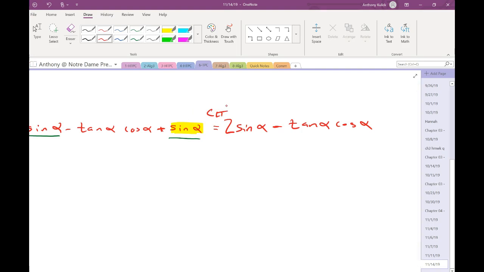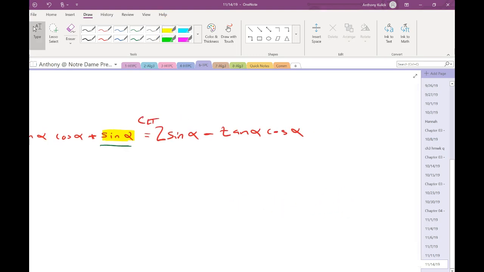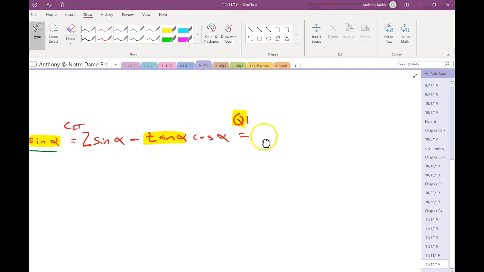So we don't have anything squared though, right? So the Pythagorean identity is sine squared plus cosine squared is equal to 1. So we need to have something squared in order to use that, and we don't right now. Q1. Okay, what do you want to use Q1 on? As tangent, we can do sine. I can do 2 sine of the alpha thing minus sine over cosine times that cosine.